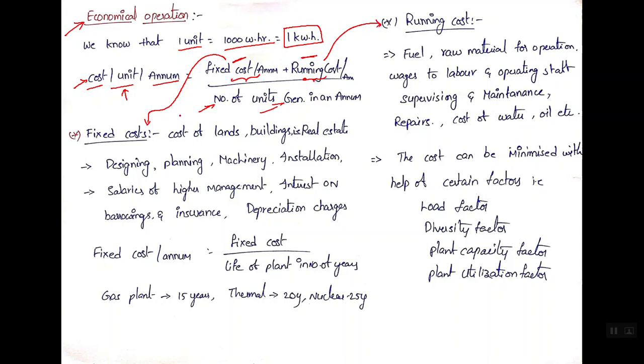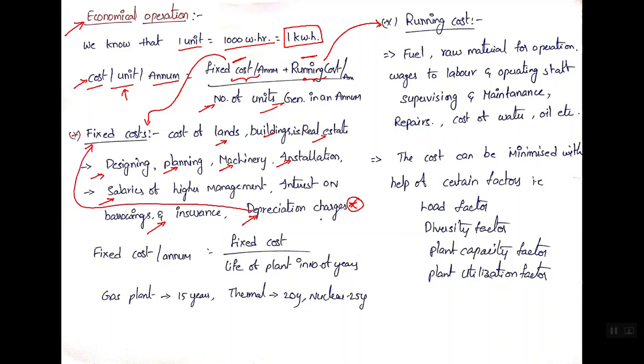Here fixed costs are nothing but cost of land, buildings, real estate. That is, we can say that real estate items come under fixed cost. Or designing, that is designing of the power plant, planning, machinery, installation, all come under fixed cost. And salaries of higher management, interest on borrowings, group insurance and depreciation charges. It is the most important one. Depreciation charges come under this fixed cost.